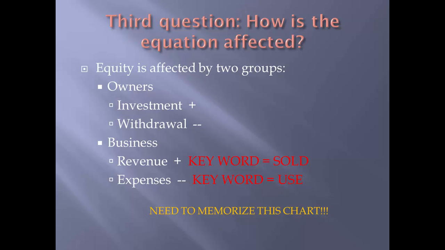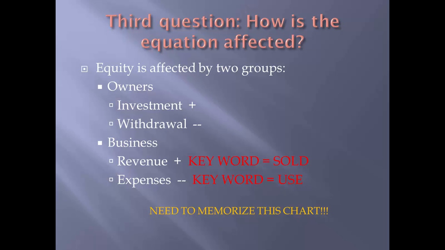The business can have revenue. Revenue means we're selling things. We're selling our services or we're selling products. And whenever we sell our services or products, that is going to increase the company's revenue, the company's equity. So whenever we sell stuff, we are going to use an account from the chart of accounts that's called a revenue type of account. And so the key word that we're going to look for in the what happened section is sell or sold.